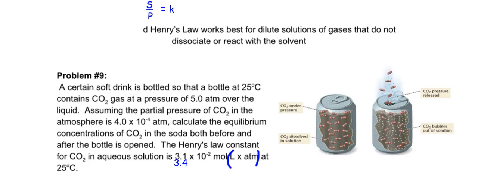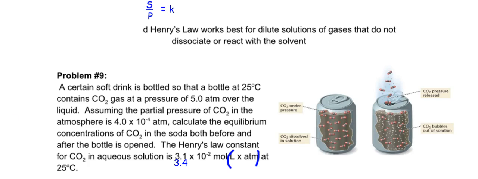The Henry's law constant for carbon dioxide is 3 point, can you change it to 3.4? I think that was a typo. And then it's moles divided by the quantity liter times atmosphere at 25 degrees Celsius.